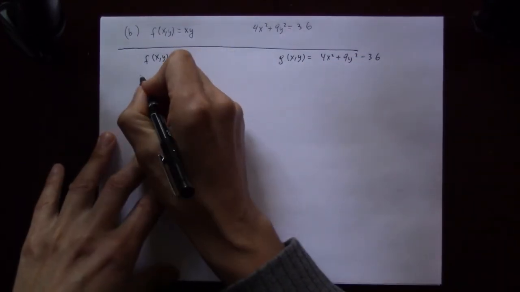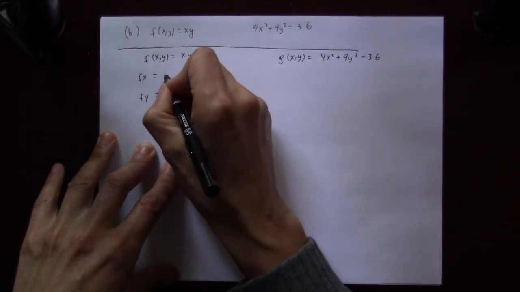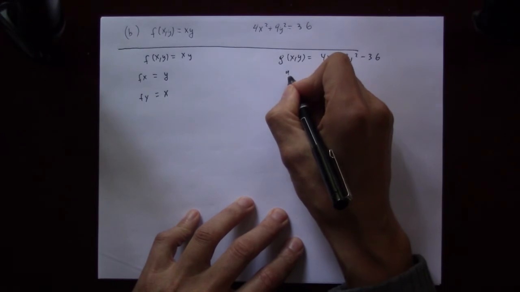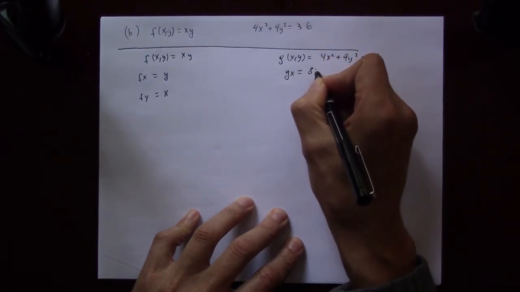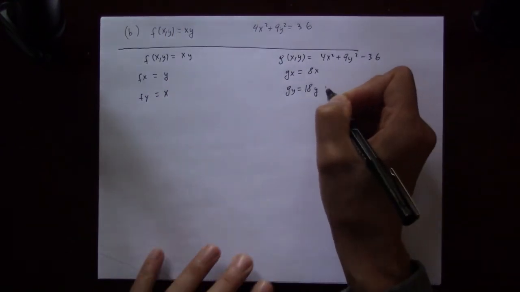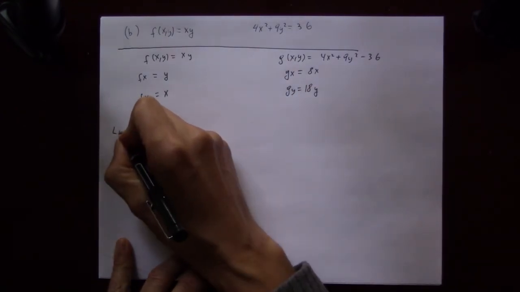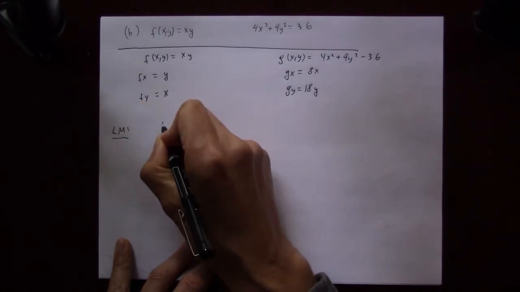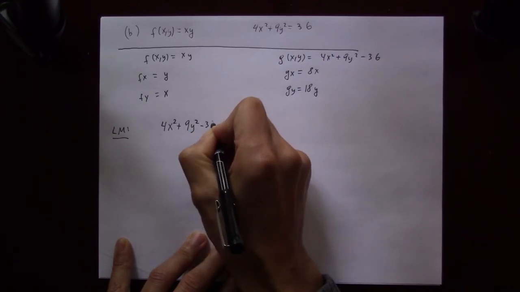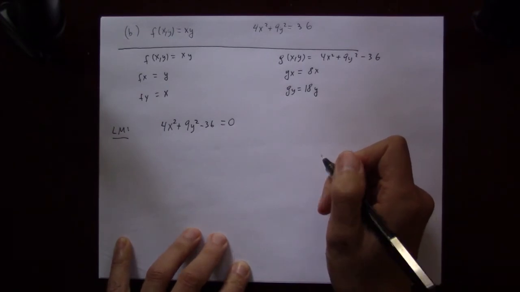So we can find the partial derivative with respect to x and with respect to y. The partial derivative with respect to x is y, the partial derivative with respect to y is x. We'll do the same for the constraint: the partial derivative with respect to x is 8x, and with respect to y is 18y. So we're going to get Lagrange multipliers. We're going to write down 3 equations. First one is our constraint. Constraint equals 0. 4x squared plus 9y squared minus 36 equals 0.